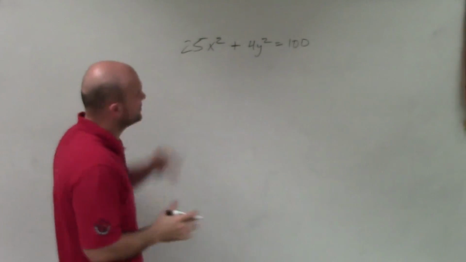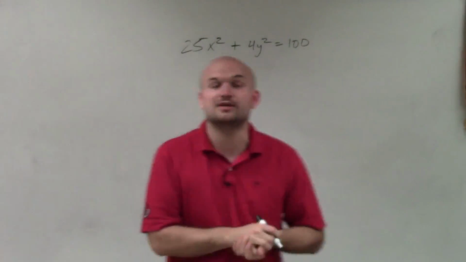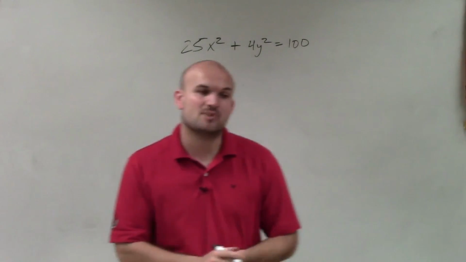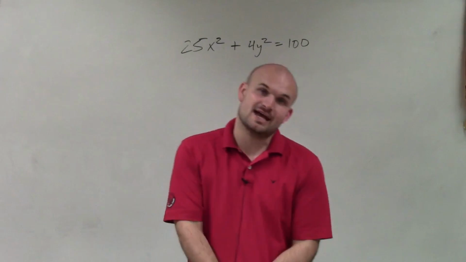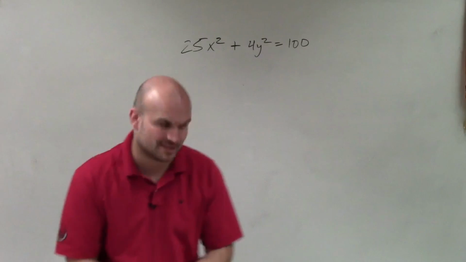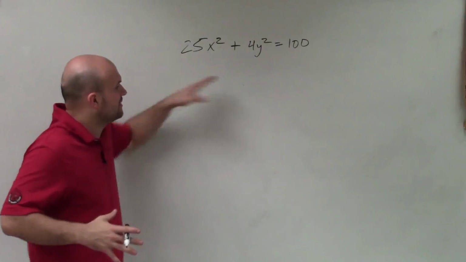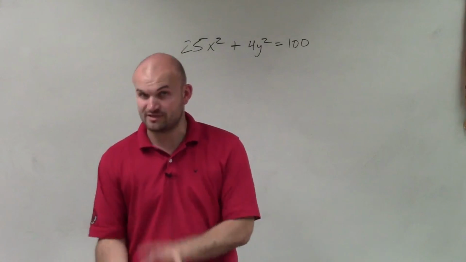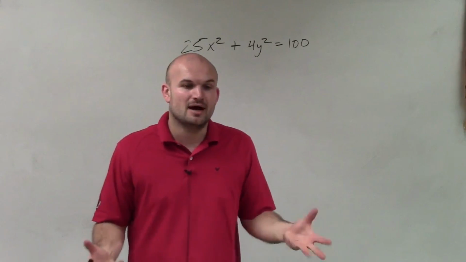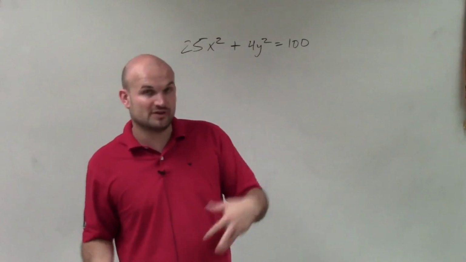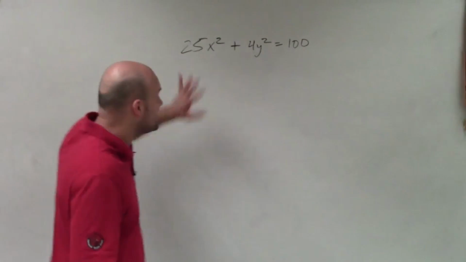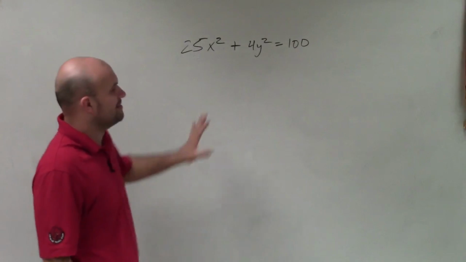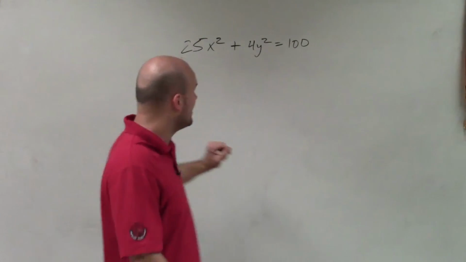Welcome. So what I want to do is show you how to graph this ellipse, as well as determine the vertices, the foci, and the covertices, as well as the center. To be able to do this, the first thing we've got to do is determine, is my major axis horizontal or is it vertical? Because that's going to determine where I'm going to put my vertices and my covertices and my foci. The center is always going to remain the same if it's horizontal or vertical.